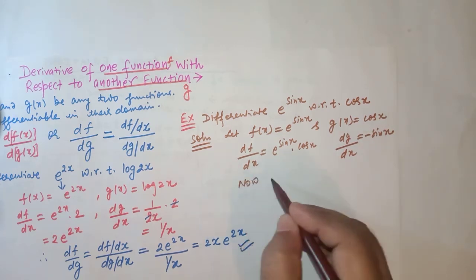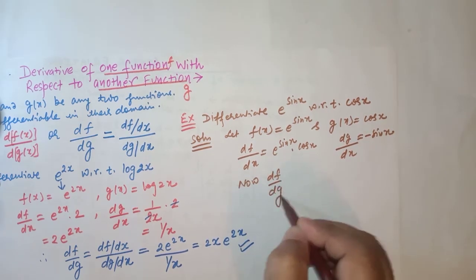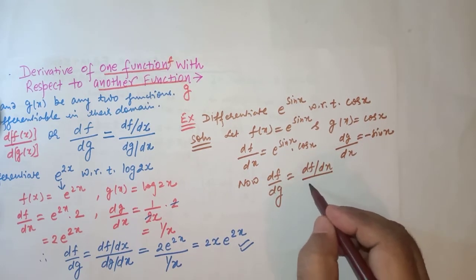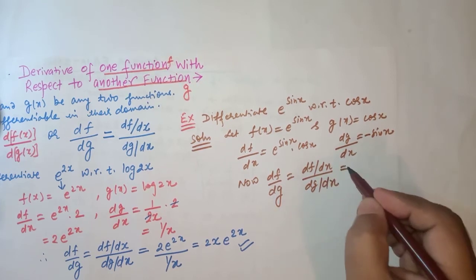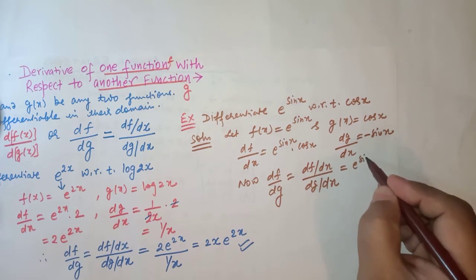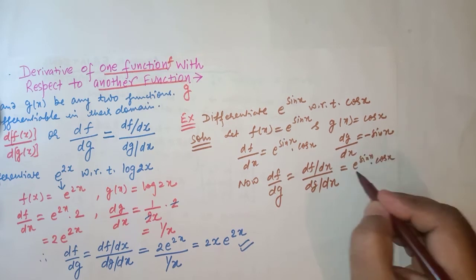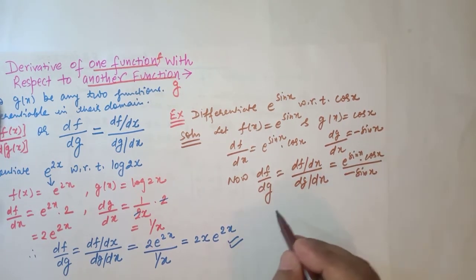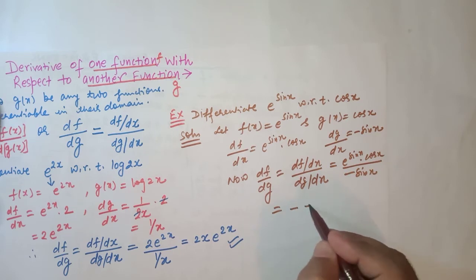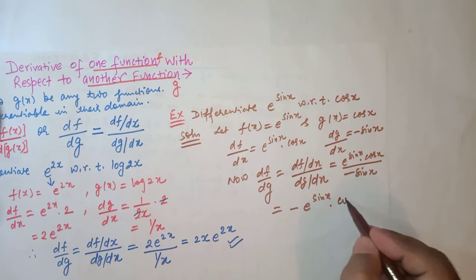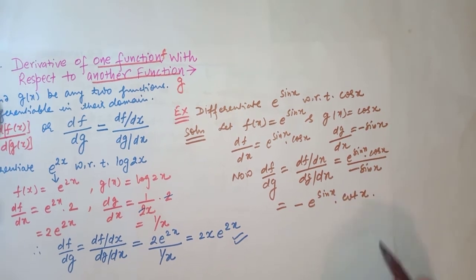Now df over dg is equal to df by dx over dg by dx. So df over dx is this. So we have e raised to sin x multiplied by cos x divided by minus of sin x. Which can be simplified as minus e raised to sin x multiplied by cos x over sin x, which is cot x. So this is the required derivative.